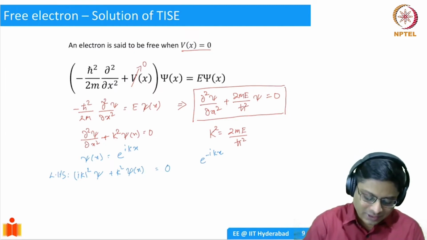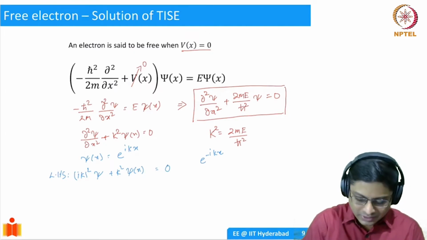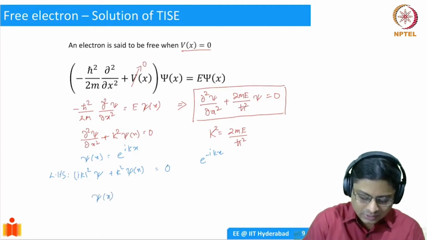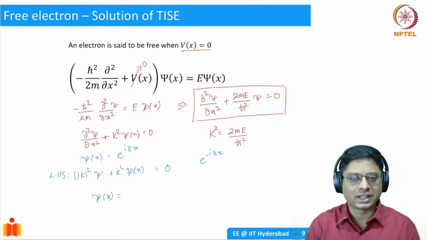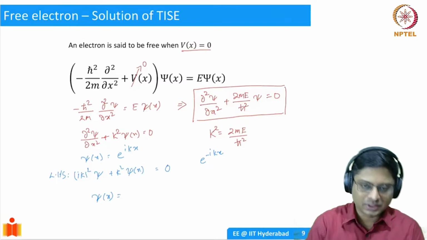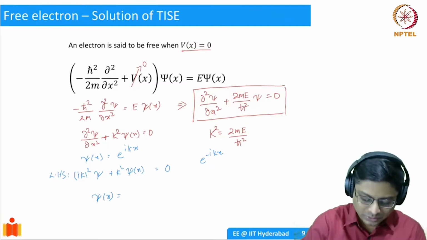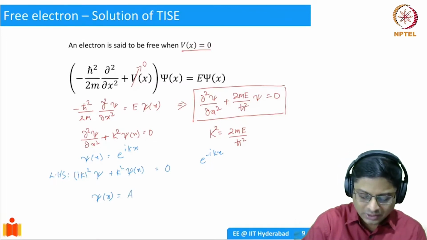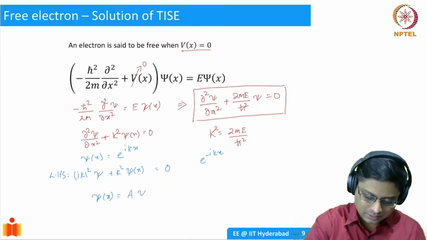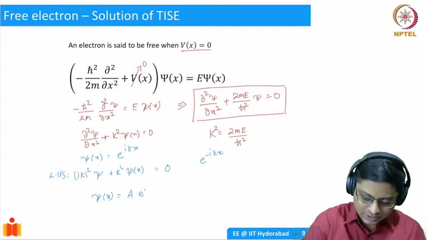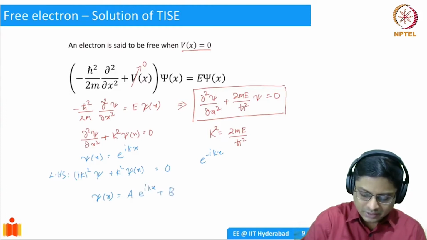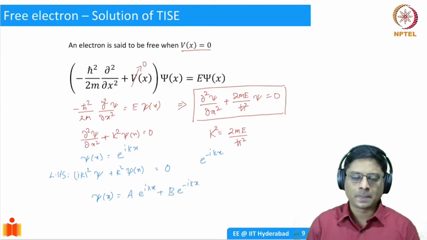Okay. So basically, the general solution would be ψ(x), because we have two solutions which are acceptable. So we can write a general solution by taking the linear combination of these solutions. We can write ψ(x) equal to A exponential ikx plus B exponential minus ikx. So this is the general solution of the Schrodinger equation. All right.